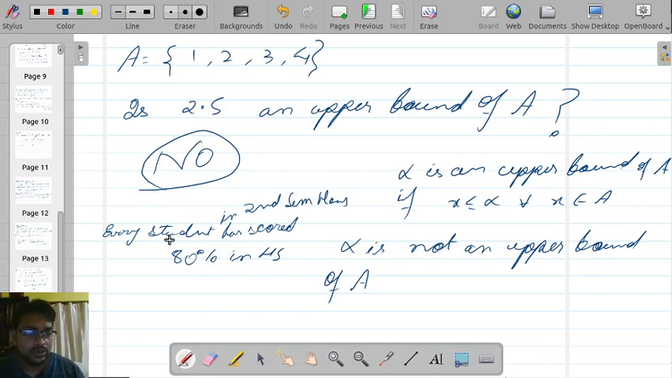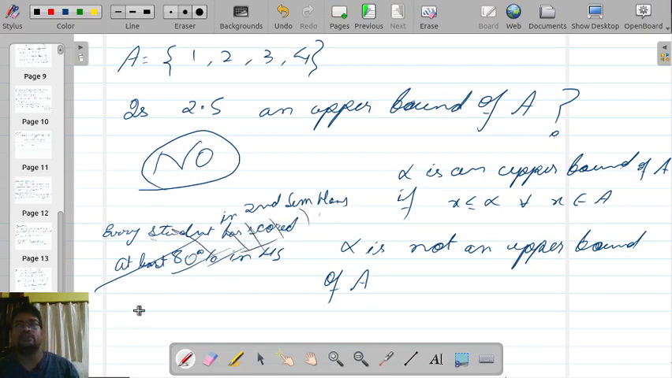Okay, so here I have written: every student in second sem honors has scored at least 80% in HS. This will be false if I can find a student who has not scored at least 80%, who has scored less than 80%. So here our statement is a very plain logic.